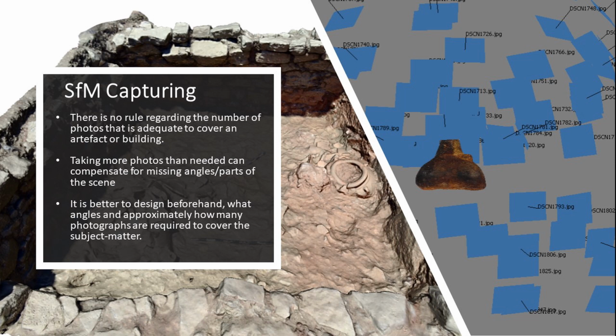The number of photographs that is adequate in order to cover an artifact or a building should be decided on a case-by-case basis. Taking more photographs than needed, although it can be useful if, for example, you realize in the processing stage that a particular angle has not been covered, cannot be seen as a solution to compensate for missing angles or missing parts. Therefore, it is better to design beforehand what angles and approximately how many photographs are required in order to adequately cover a building, a surface, or a smaller object.